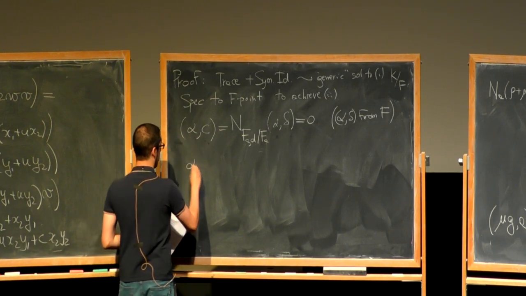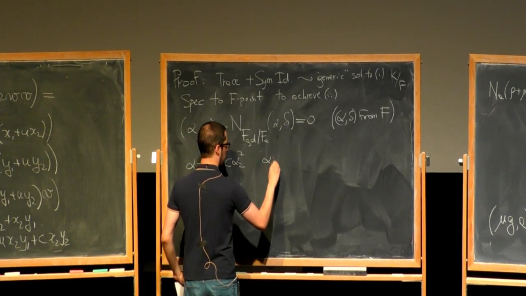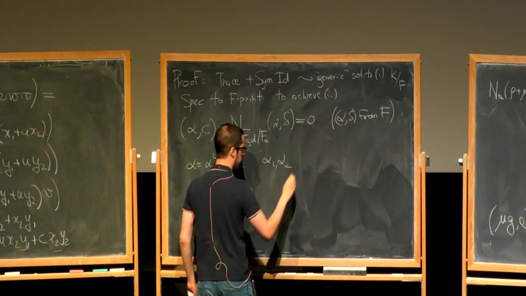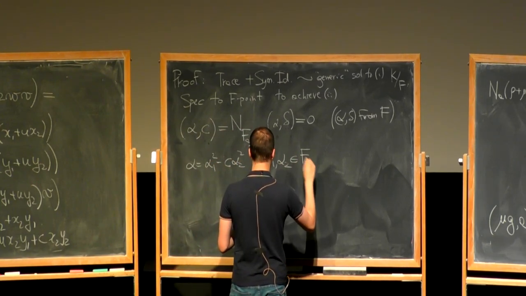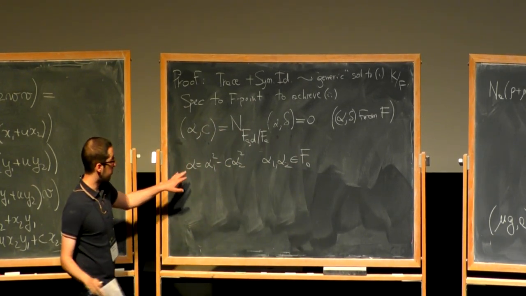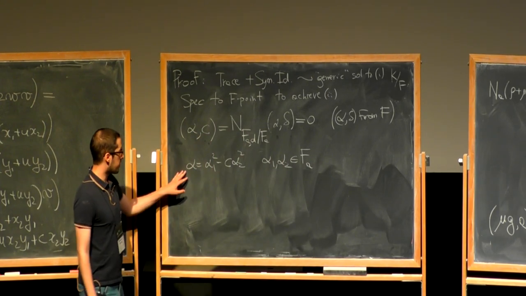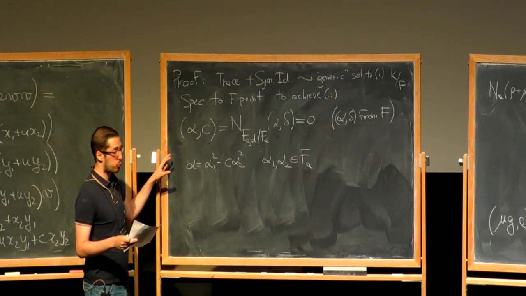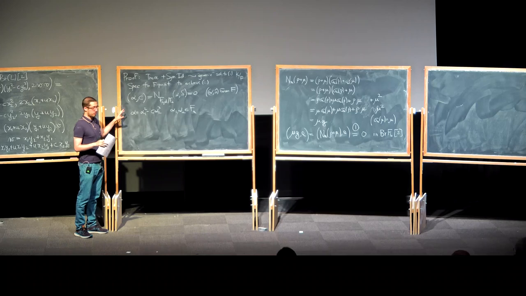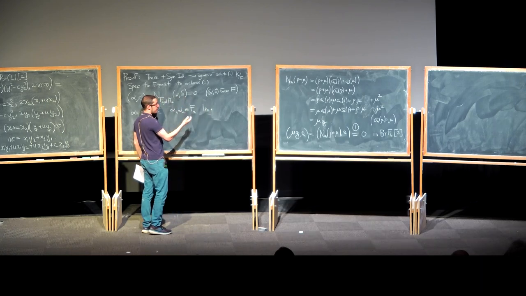So alpha is alpha 1 squared minus C alpha 2 squared, where these alpha 1 and alpha 2 are in F, some in FA. So this is an A. And okay, so this is what we have. In fact, if alpha 1 and alpha 2 are linearly dependent, the proof becomes very easy. So I'm just going to skip that case. And I will assume that alpha 1, alpha 2 are linearly independent over F.